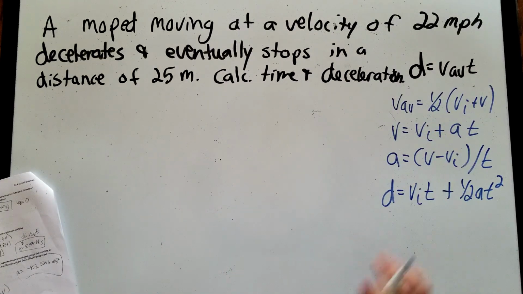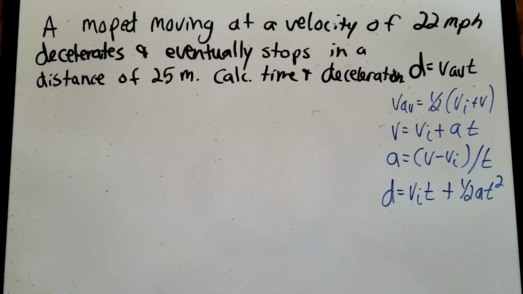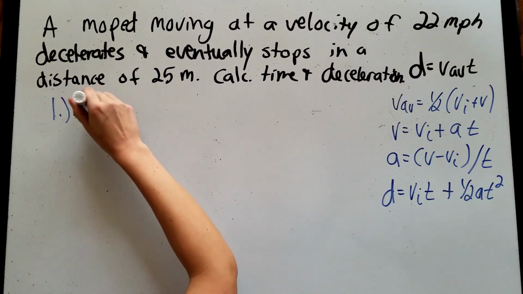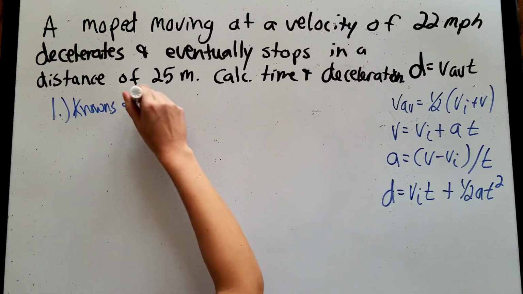Okay, so here's our new set of equations that we're going to use to solve this problem. We're using them because the object in question is initially moving, so it has an initial velocity. So now we're going to approach it systematically, where we start with the very first step, writing our knowns and unknowns.